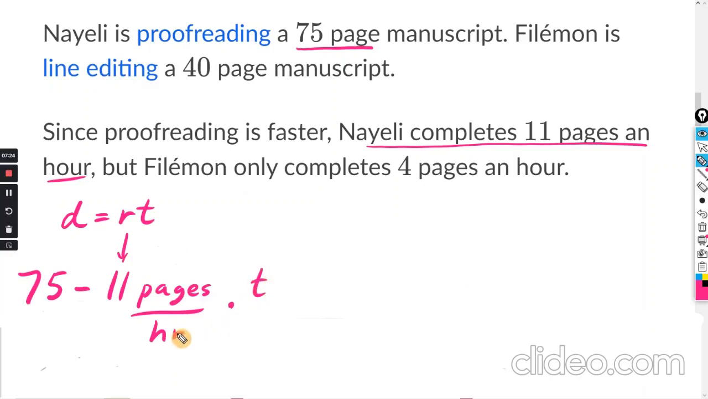And of course, since hours is here, it's per hour. This is going to have to be in hours. All right. Now, hours is going to cancel because one is in the numerator and one is in the denominator. And it's easier to write this without the units, so I'm just going to record it as 75 minus 11t.